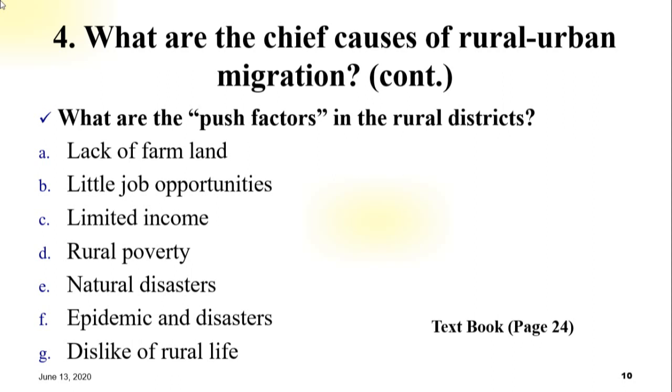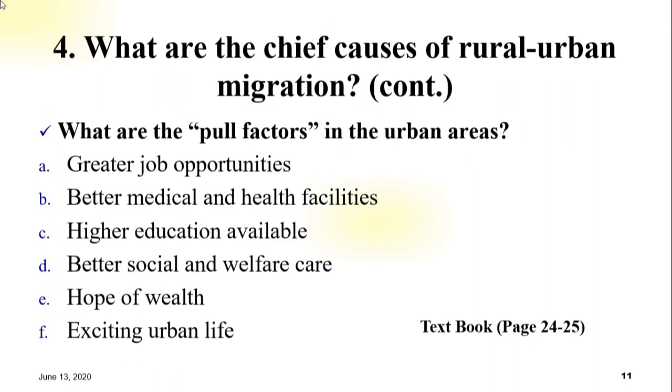For this point, I would like to inform all of you to please read in the textbook on page 24. You will see it from number 1 until number 7: lack of farmland, little job opportunity, limited income, rural poverty, natural disasters, epidemic and disaster, dislike of rural life. All of these are the push factors in the rural district.